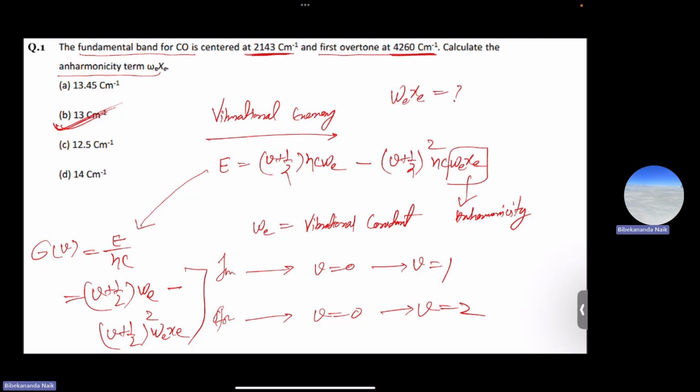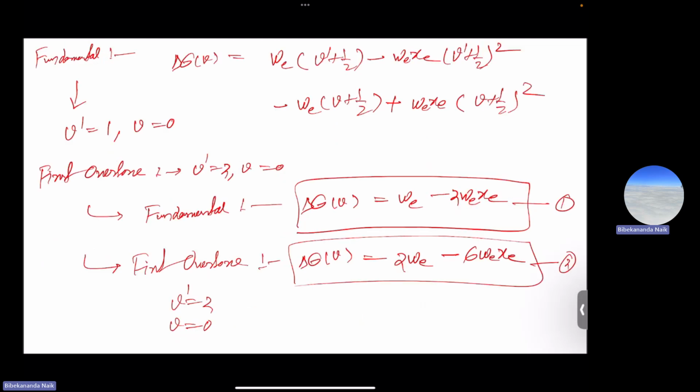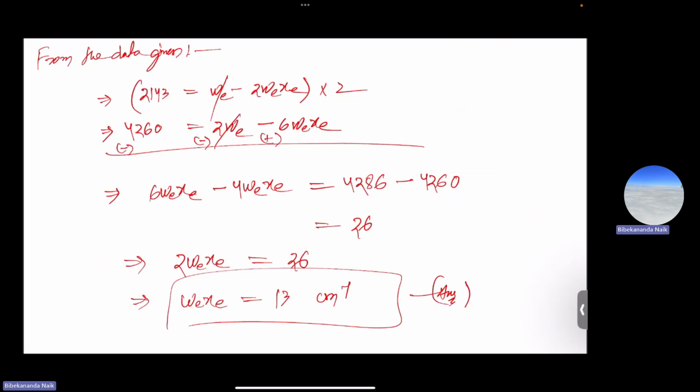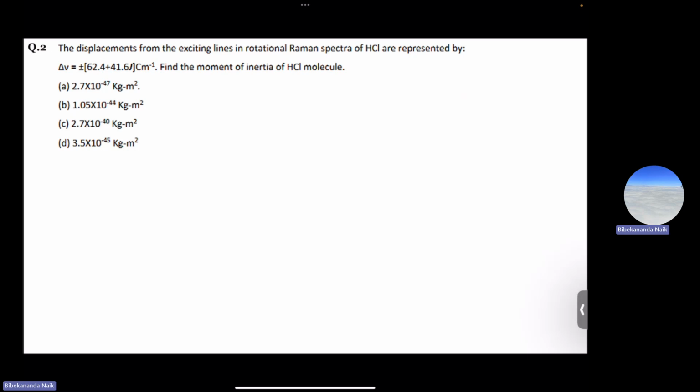So in order to get the value of omega E xc, there are two conditions. One was for the fundamental band frequency, and another was for the first overtone. So we put the conditions of transition, that is the value of V prime and V for those two transitions, and then we got the correct answer. So now we will move to question number 2.